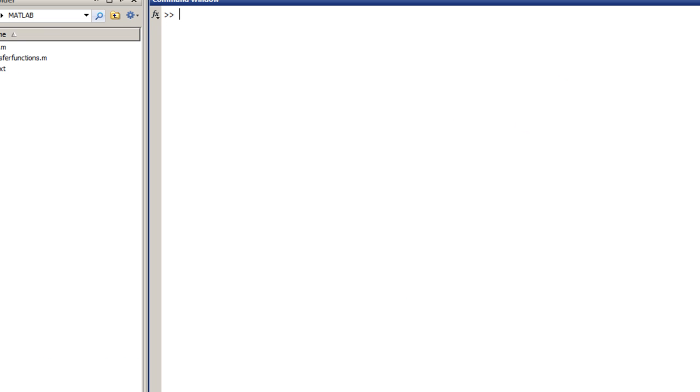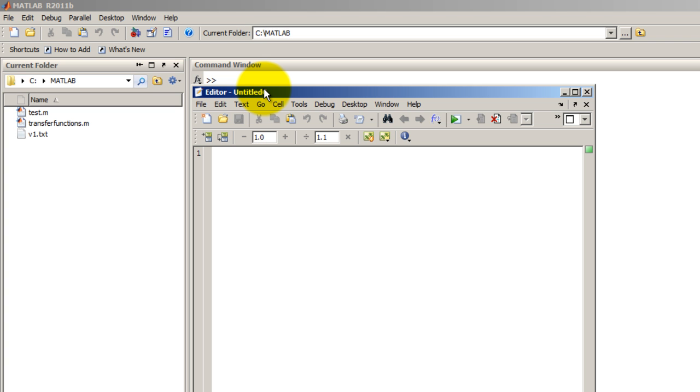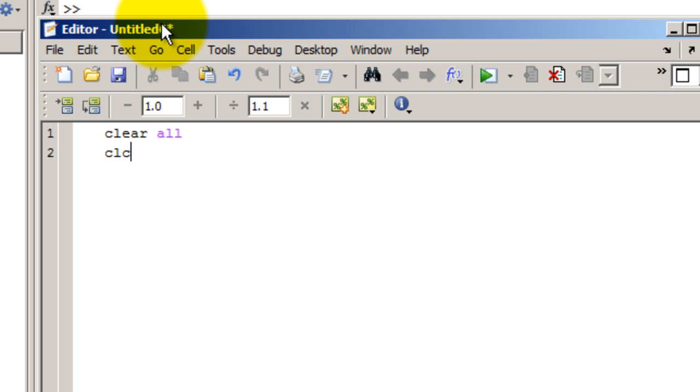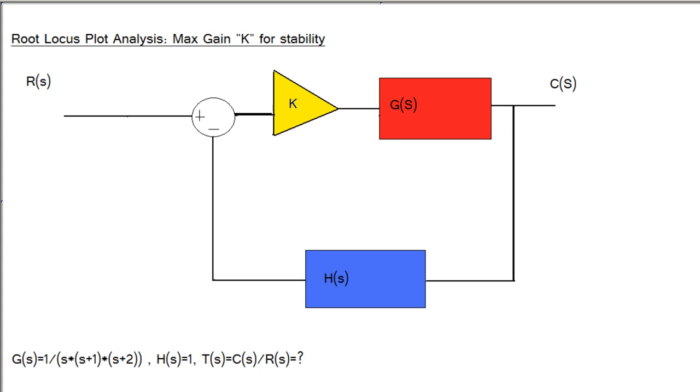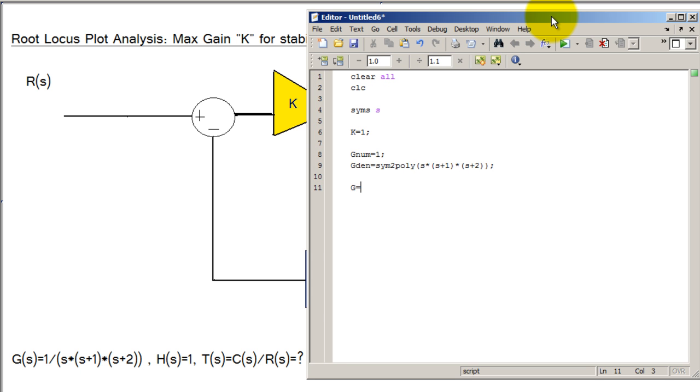So go ahead and open MATLAB, go to File, New Script. Let's begin by clearing our variables and clearing the screen. Let's make a symbolic constant for the variable s that is used in the transfer function notation. Like I said initially, let k equal 1, and like we said before, the numerator of g is also 1, the denominator is s times (s plus 1) times (s plus 2), and of course g is its numerator over its denominator.